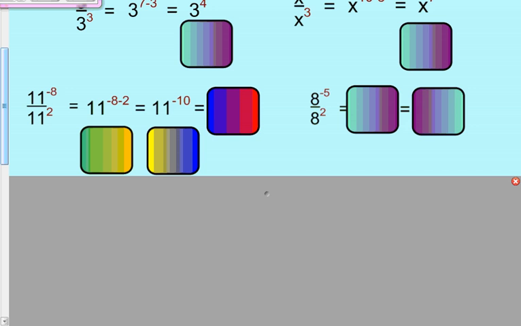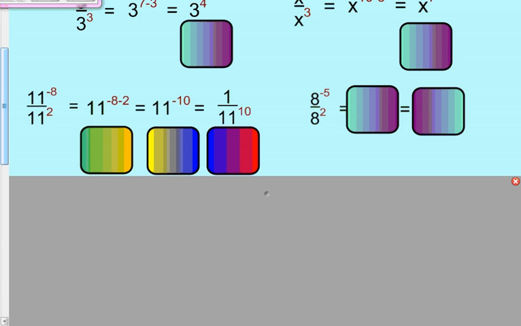The problem is you cannot have negative exponents in your final answer. You have to express your answers with positive exponents. The way we do that is we simply put it under 1 and our exponent becomes positive. So we flip it under 1 and the answer is 1 over 11 to the 10th power.